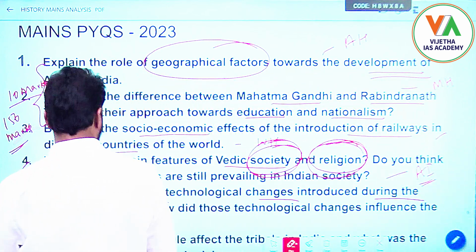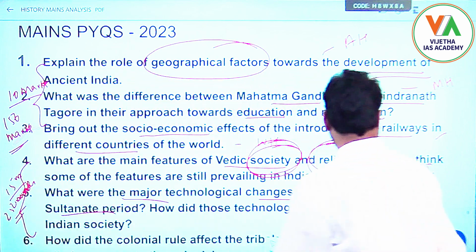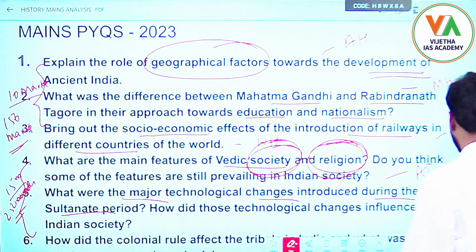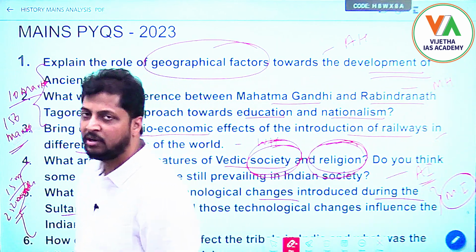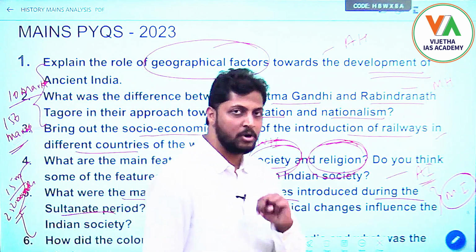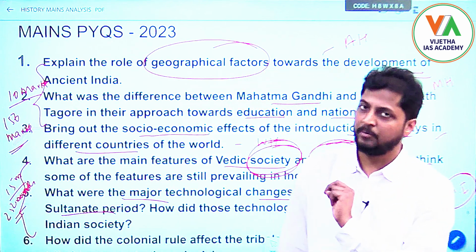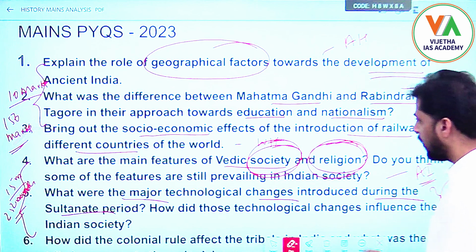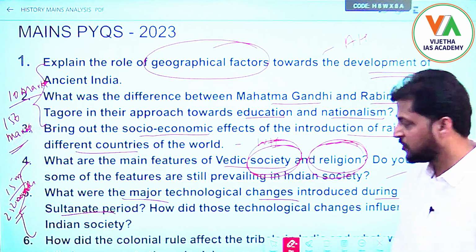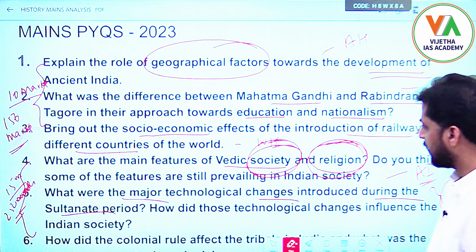This question makes up medieval India. As I already mentioned, with respect to medieval India, you have to focus on 2 important areas, that is the Delhi Sultanate period and the Mughal period. This question is from the Delhi Sultanate, asking about the various technological changes introduced by them, right?